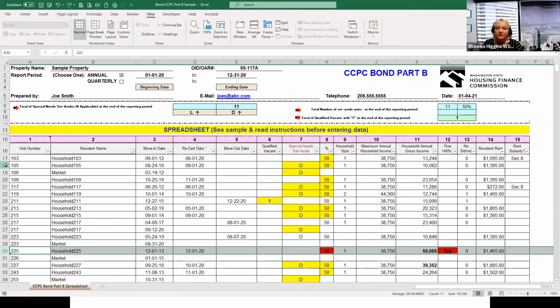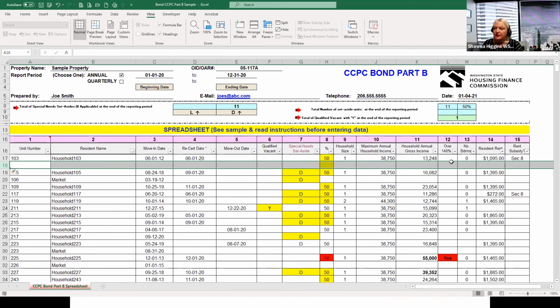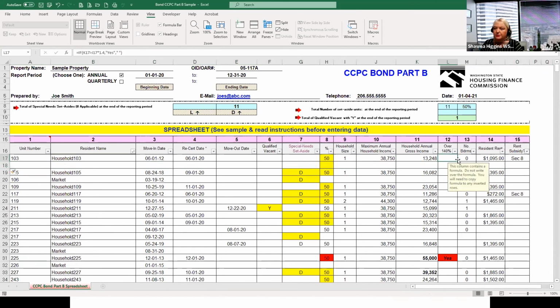So if you have a move in, you'll just want to highlight underneath where it, because you're going to want to put it in order. So say unit 104 just moved in. I'm going to highlight the entire row. I'm going to insert a column. My first thing, I'm going to come over here to the 140% because I want to drag that formula and I want it to be in the new column. And then you're going to enter in their information.